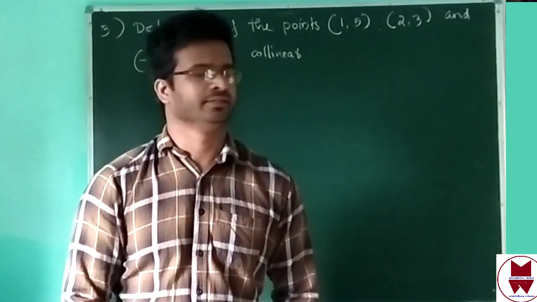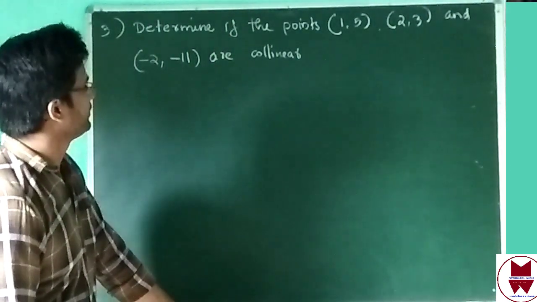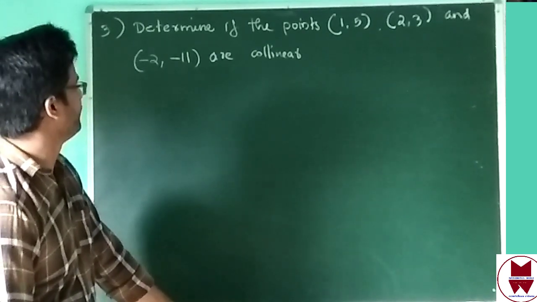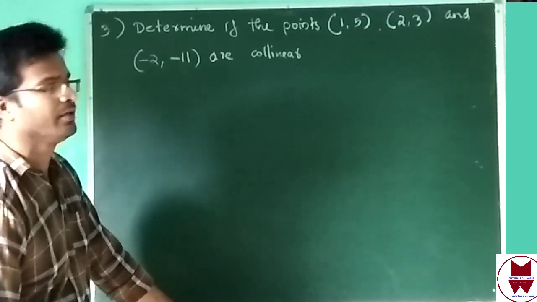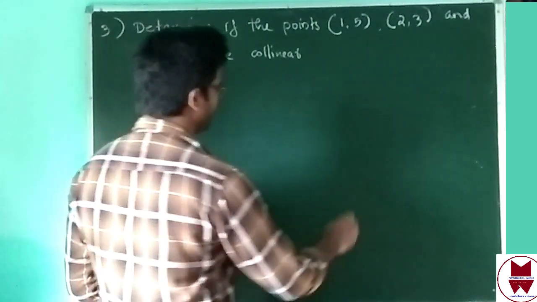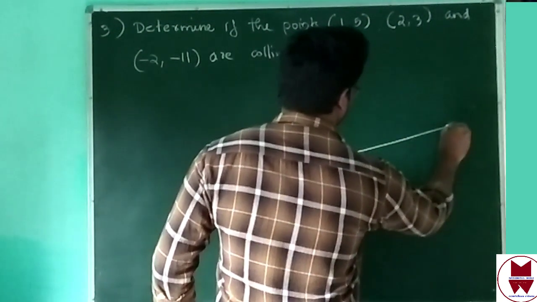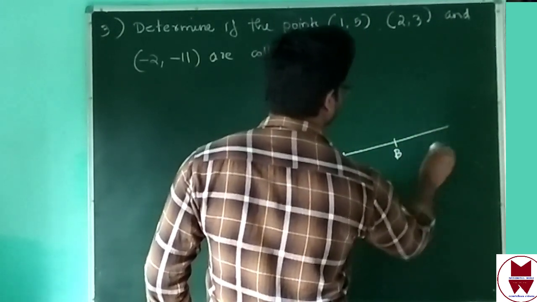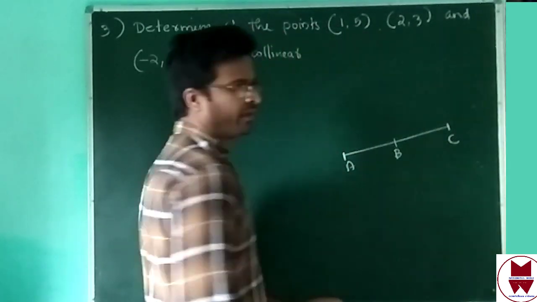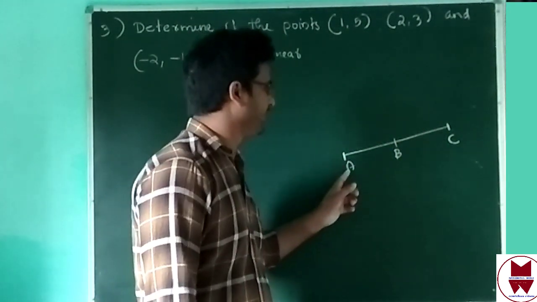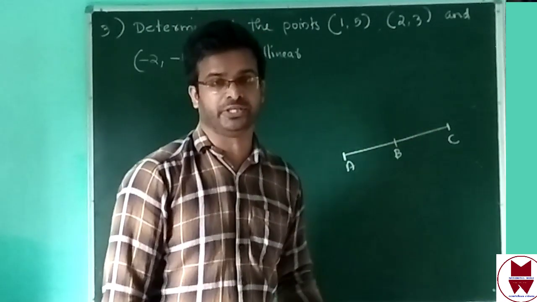Question number 3 is, determine if the points (1, 5), (2, 3) and (-2, -11) are collinear. What do you mean by collinear? Collinear points: A, B, then C, 3 points on a straight line. We can say this A, B, C are collinear points.